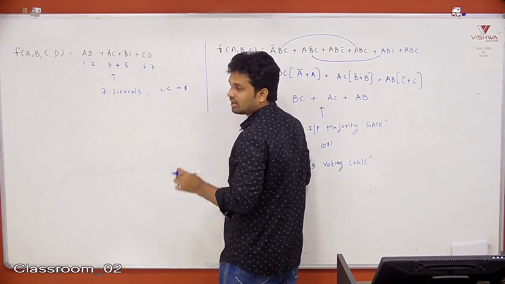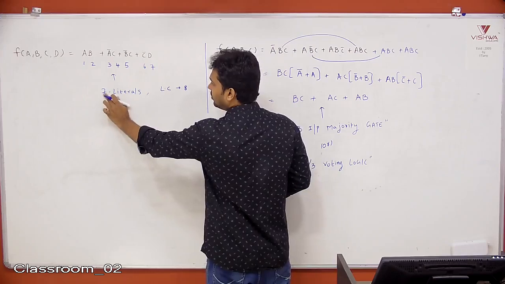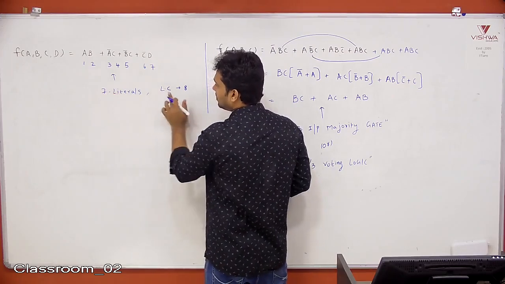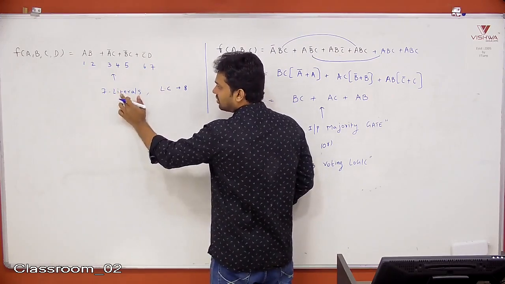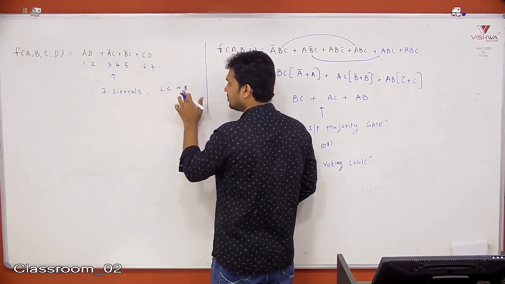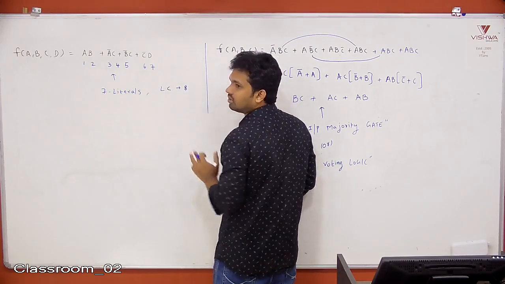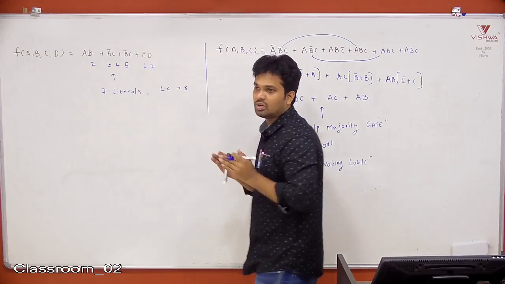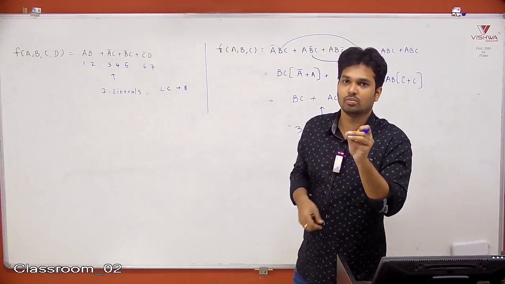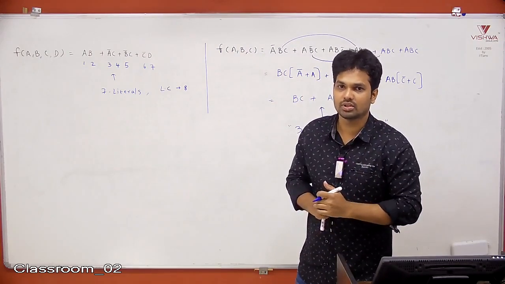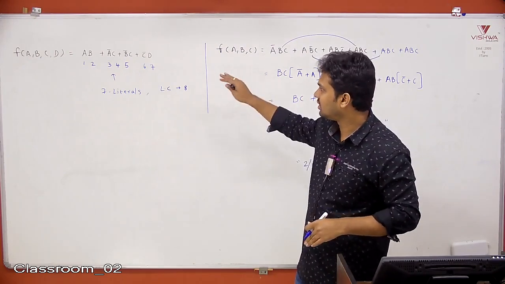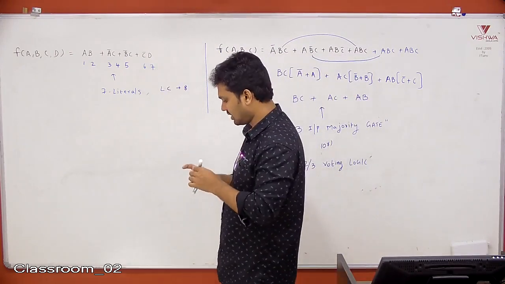That is the difference. Literals means we don't count a literal if it is repeating, but literal count means even if it is repeating, blindly count it. So if your expression is minimized, it should have the least literal count. Now please listen here. How many literals? Let us try according to the question.